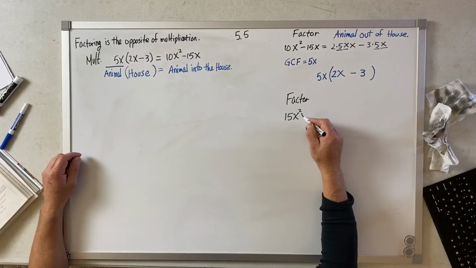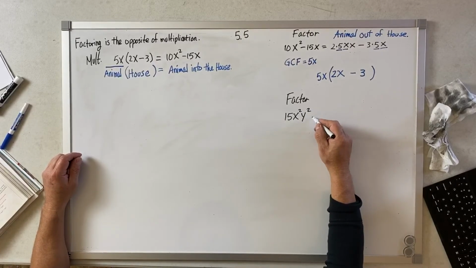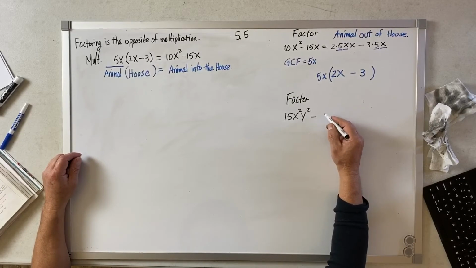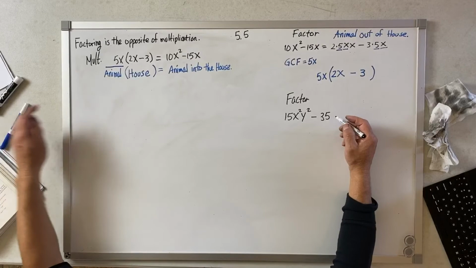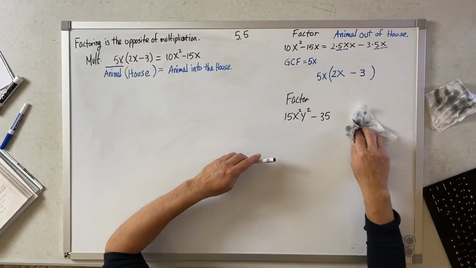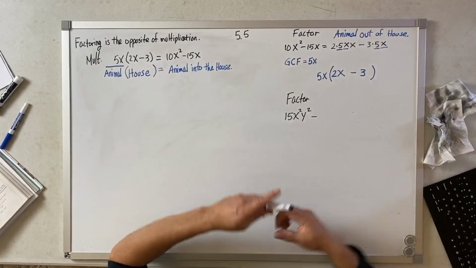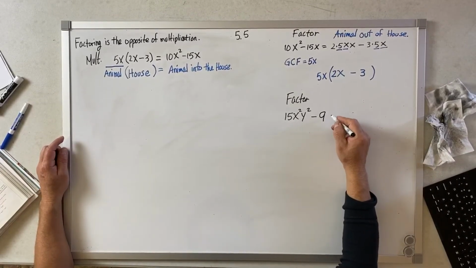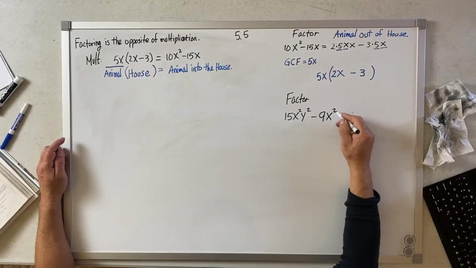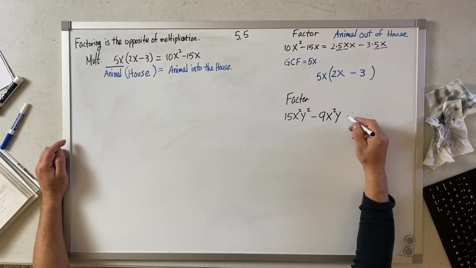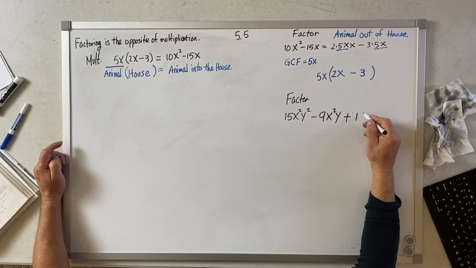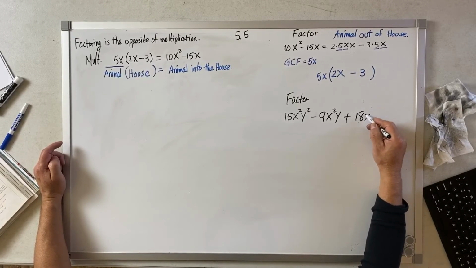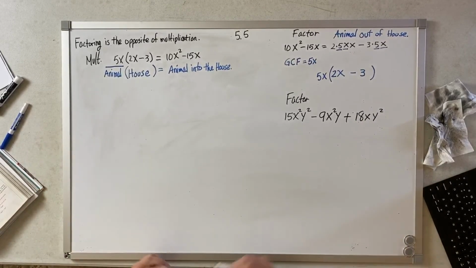Factor 15x squared y squared minus 9 x squared y plus 18 x y squared. And we're going to factor.